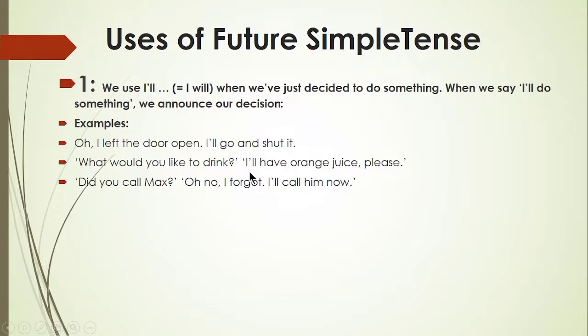What would you like to drink? I'll have orange juice, please. I've decided to drink orange juice, so I'll have orange juice. Did you call Max? Oh no, I forgot. I'll call him now. I've decided to call him now. So that is how we use I will.